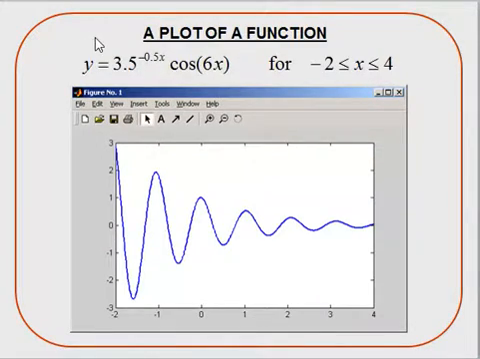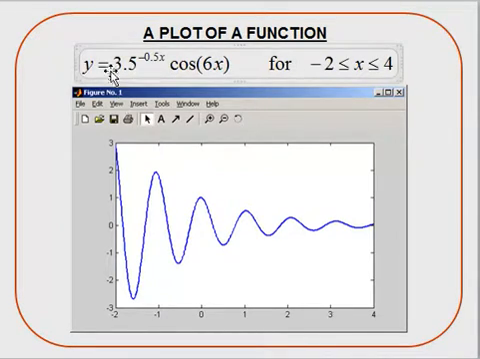A plot of a function. This plot is an output of the script file, and enough points were generated so that the plot accurately represents the output of the function. The following function you can see right here.